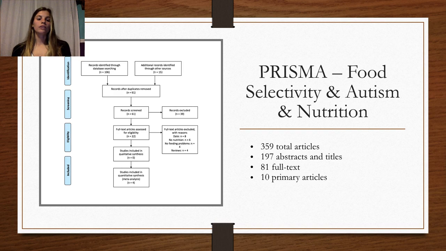After completing my research, I realized that I was not able to find the articles that looked at what my original question was. Many articles mentioned nutritional inadequacies and feeding problems, but they did not necessarily relate the two together like I was originally trying to do. Because of this, I ended up tweaking my question a little to look at how the autism diagnosis itself affects nutritional inadequacies.